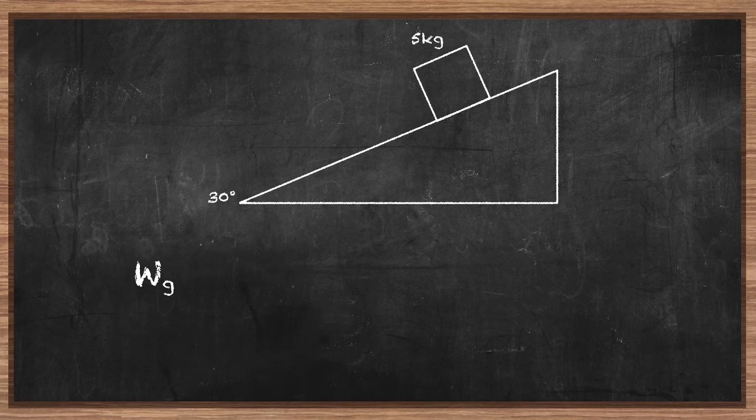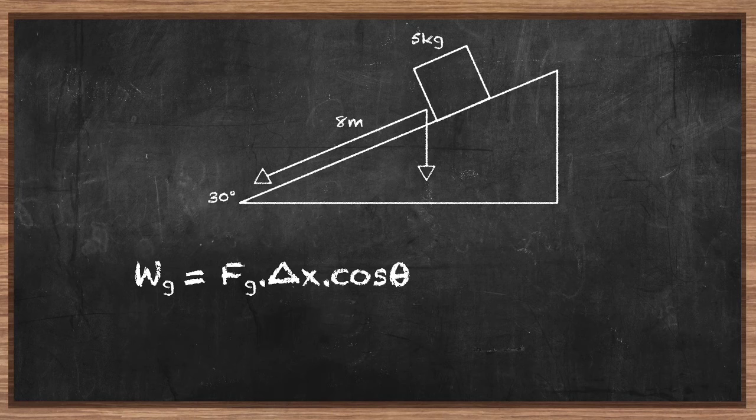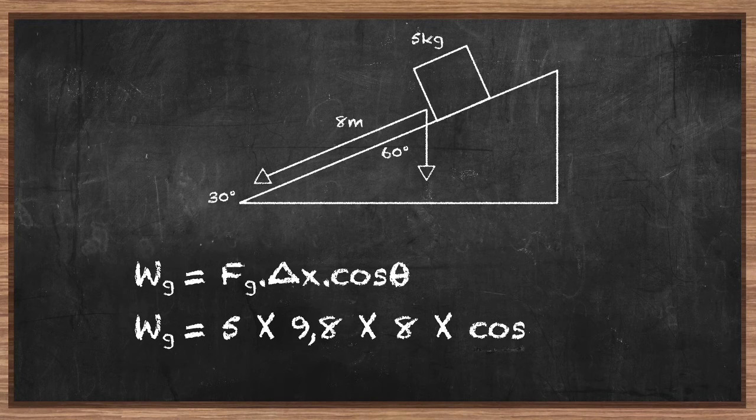The work done by gravity is equal to the force due to gravity times the displacement of the block times the cosine of the angle theta between the force due to gravity and the surface of the inclined plane. The angle theta is equal to 60 degrees, as you can see from the diagram. So, work done by gravity equals 5 times g times 8 times cos 60 degrees. The answer, therefore, is 196 joules.